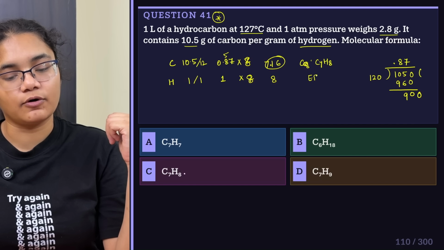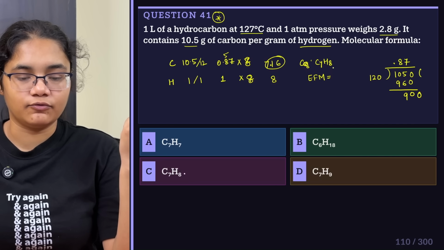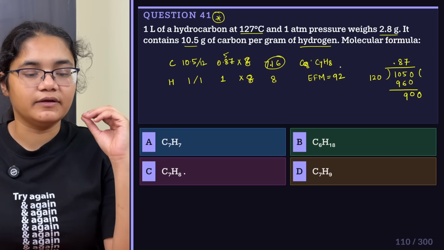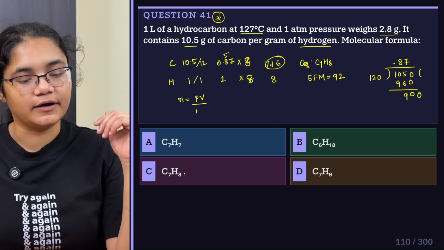Now what is the empirical formula mass here? Empirical formula, 12 7s are 84, 84 plus 8, this one will be 92. Empirical formula mass is 92. Now we can find the number of moles here, PV by RT, right?